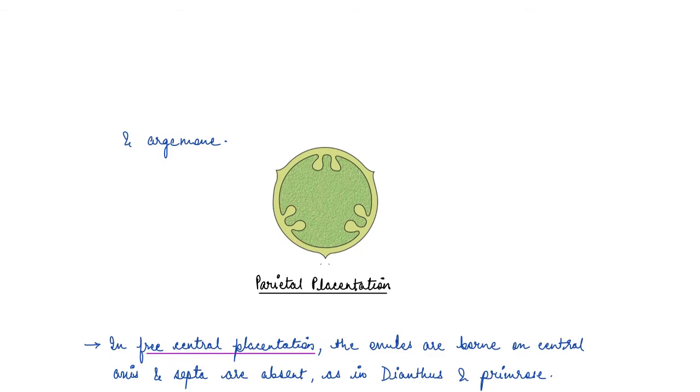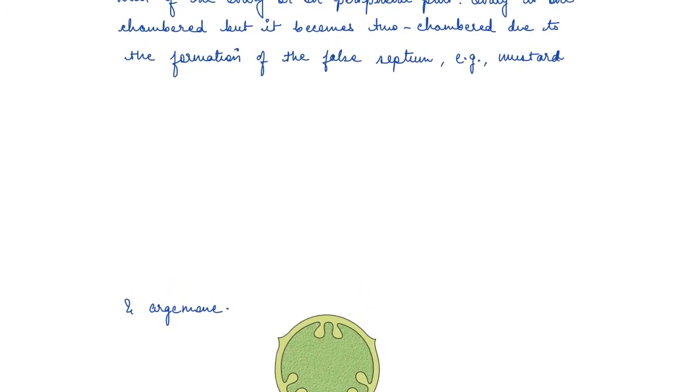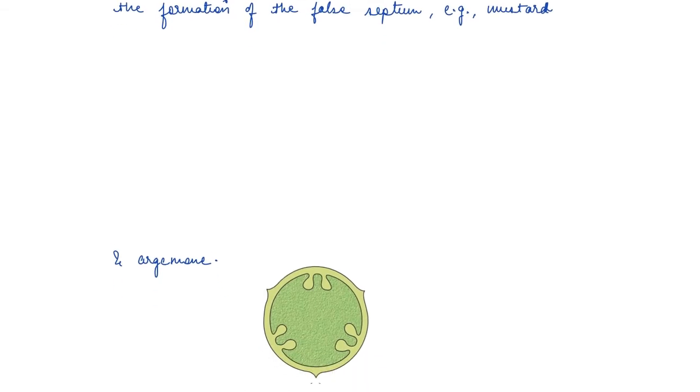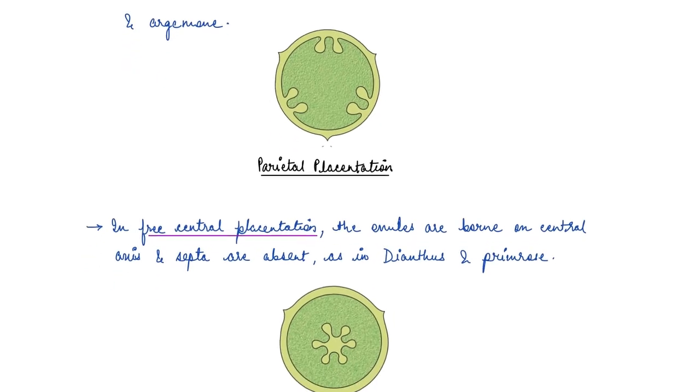Now, the ovary is usually one chambered, but it becomes two chambered due to the formation of a false septum. Okay, so remember that as well. This happens in the mustard plant, right?